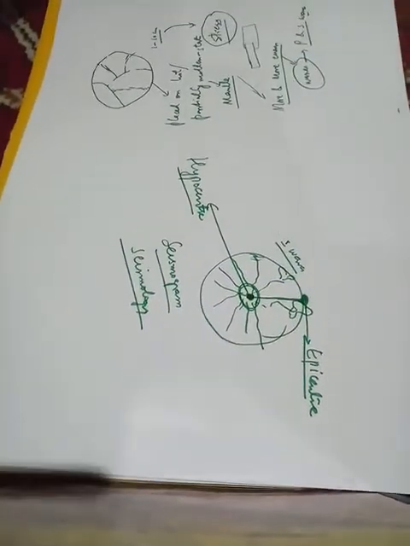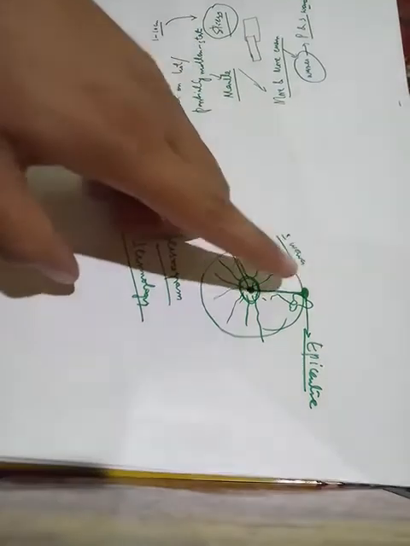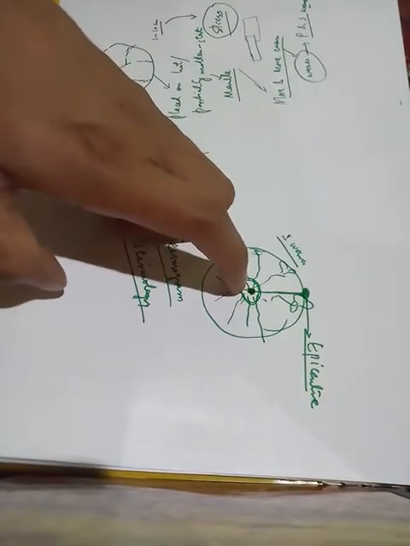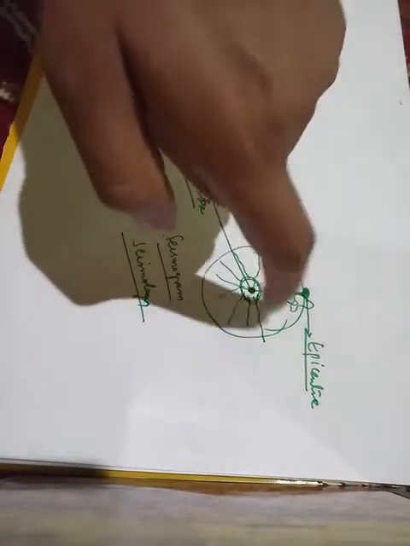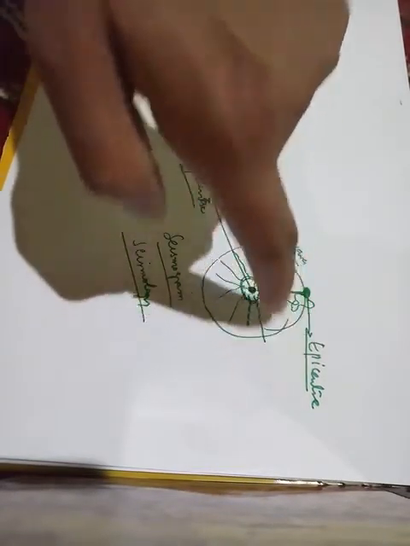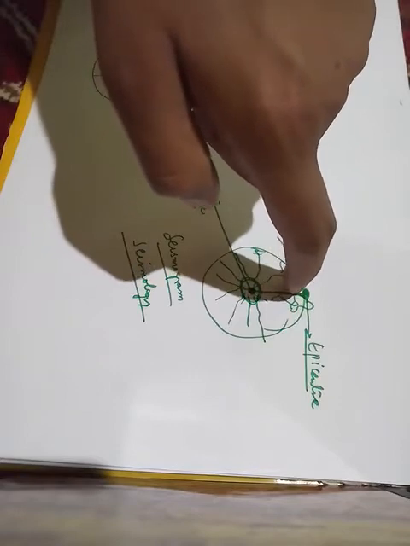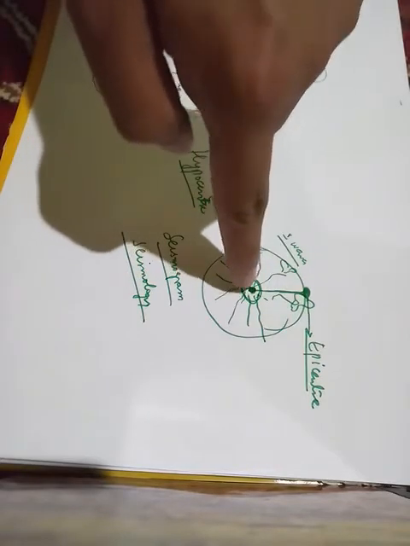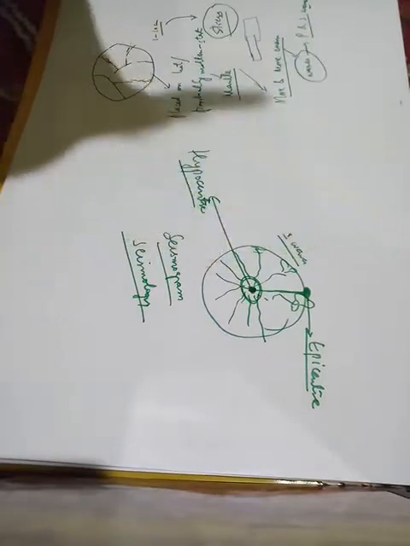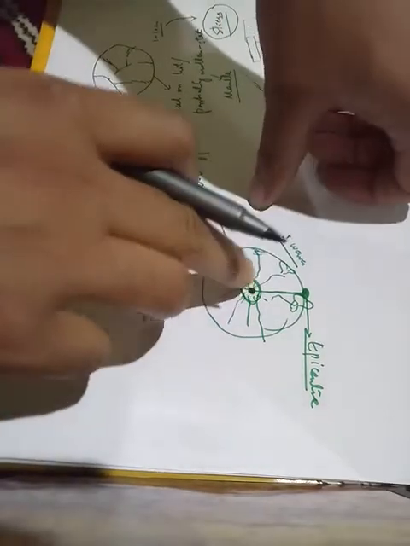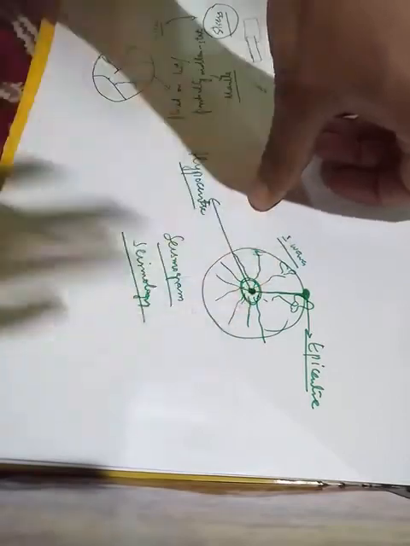It is the point on the surface of earth, not inside the earth. It is the point on the surface of the earth exactly above the hypocenter. What is hypocenter? It is actually the point at which the earthquake occurs inside the earth.